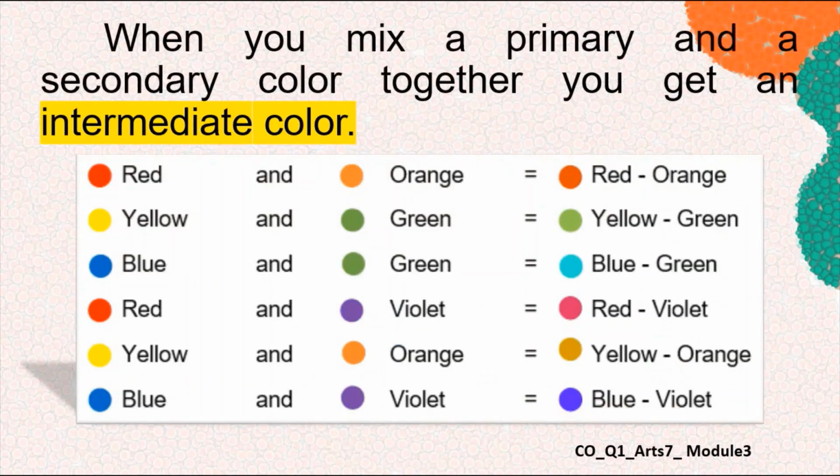When you mix a primary and a secondary color together, you get an intermediate color. For example, red and orange, you get red-orange. Yellow and green, you get yellow-green. Blue and green, you get blue-green. Red and violet, you get red-violet. Yellow and orange, you get yellow-orange. Blue and violet, you get blue-violet.